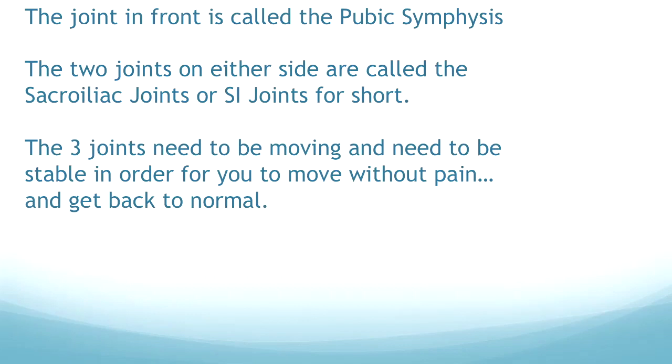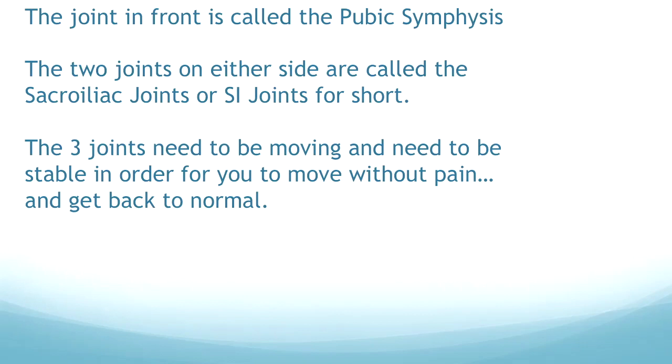Now, the SI joint in the very front is called your pubic symphysis, and that's actually where the 2 iliums come and attach there. The 2 joints in the back, as I mentioned earlier in that green picture, is your sacroiliac joint, or we might call it the SI joint when you're in the clinic. The 3 joints need to be moving and need to be very stable, and they need to be stable so that you don't have pain, and so you can get back to a normal function.